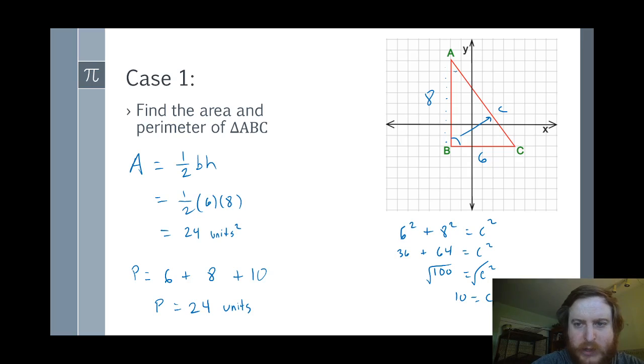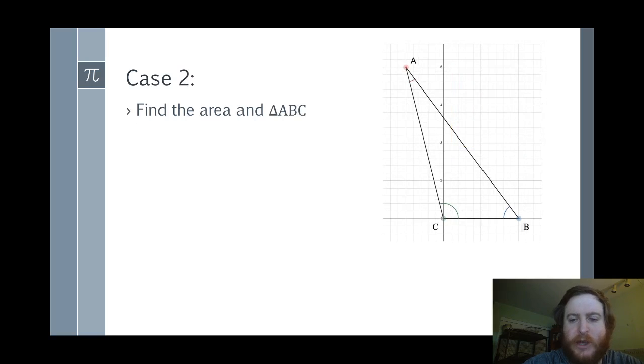24 units squared is kind of like a space. It's like as if I painted that inside. Whereas 24 units, it's a distance. It's the distance around. So even though the numbers are the same, they're actually really not the same thing. And this is a coincidence. In this case, both answers were 24. That's not always going to happen. Okay. And we'll see that with case 2.